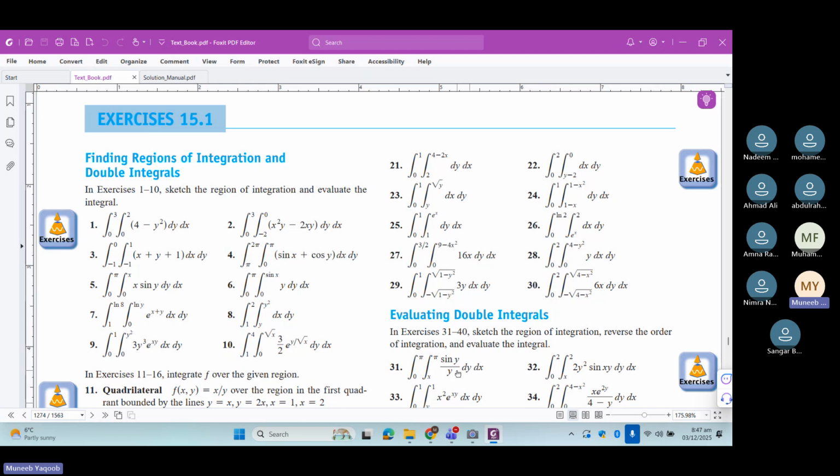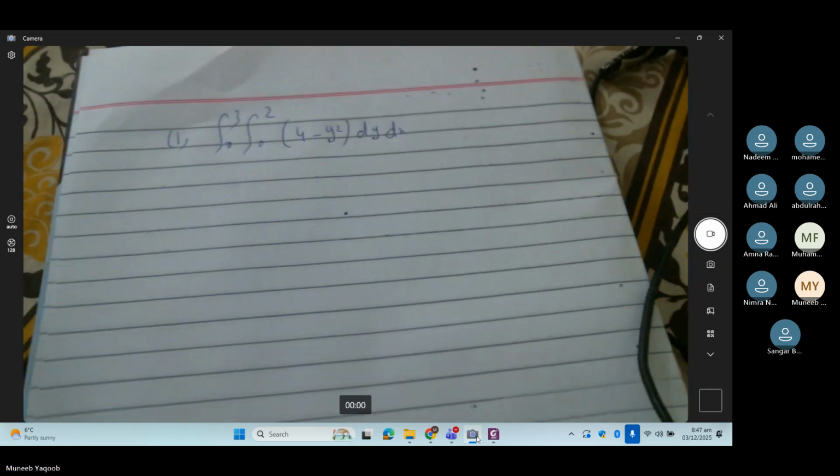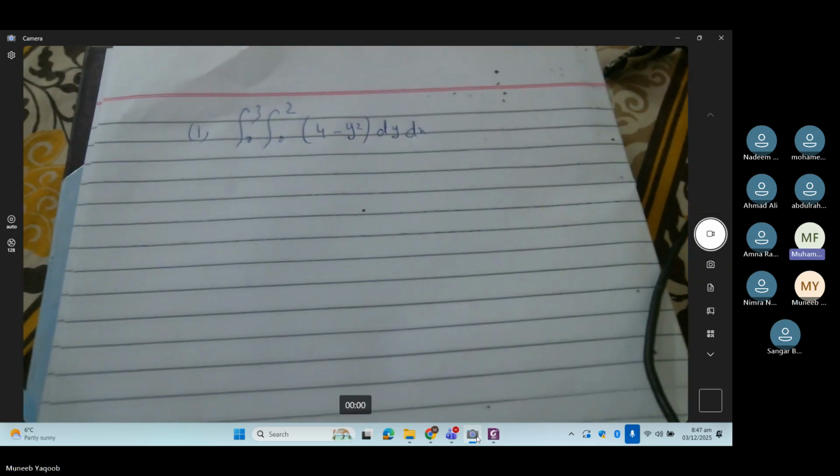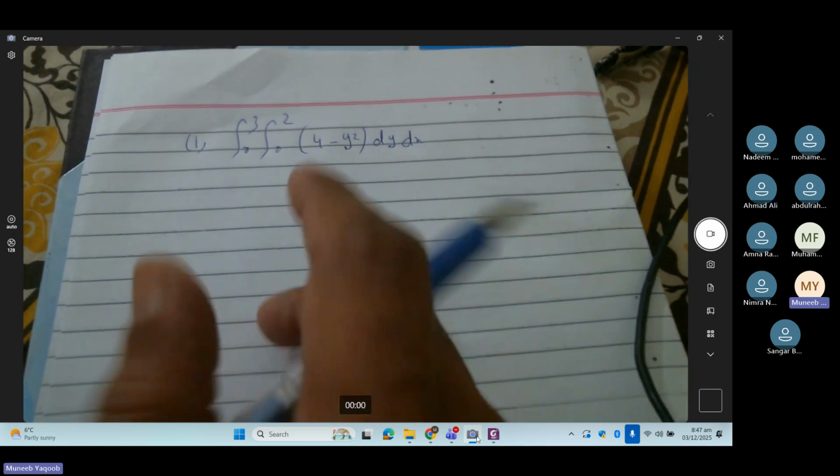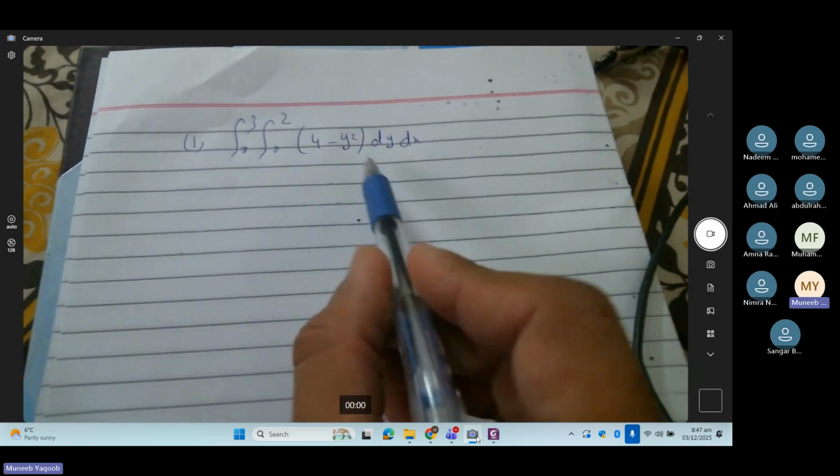So it is question number 1, where integral 0 to 3 and integral 0 to 2, 4 minus y square dy dx is to be evaluated. Okay. Students, can you see my camera? Yes, sir. Okay. So now we are to perform this double integration.